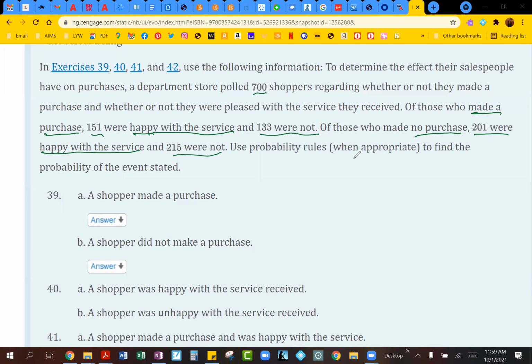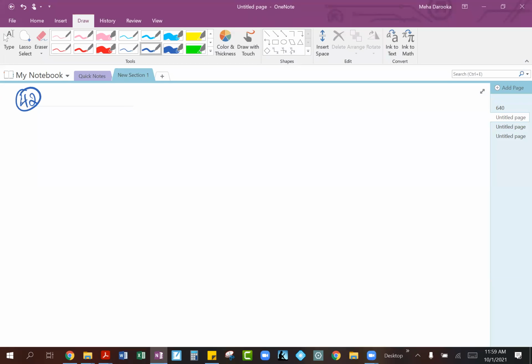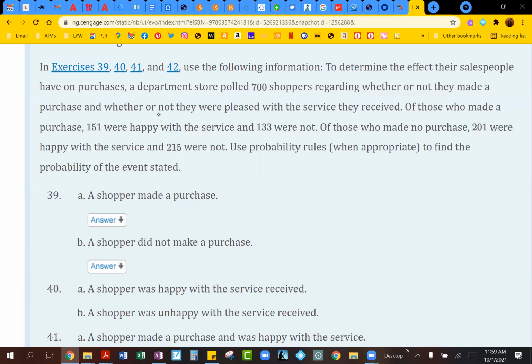So actually, I want to transfer this over to our notebook so we can look at how we can come up with these probabilities. So we will be looking at number 42 here. Let's save this and transfer this information over. So they're telling us we have a total of 700 shoppers. They are telling us out of those who made a purchase.